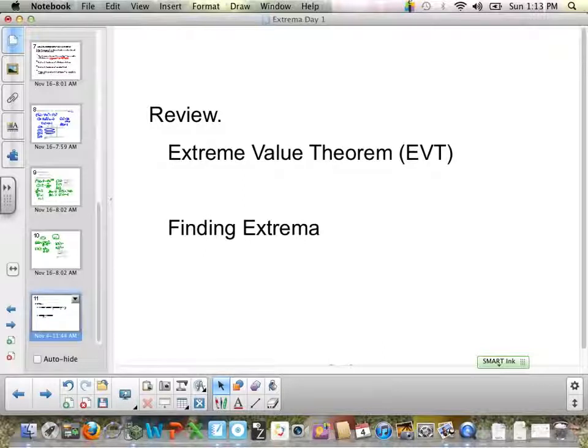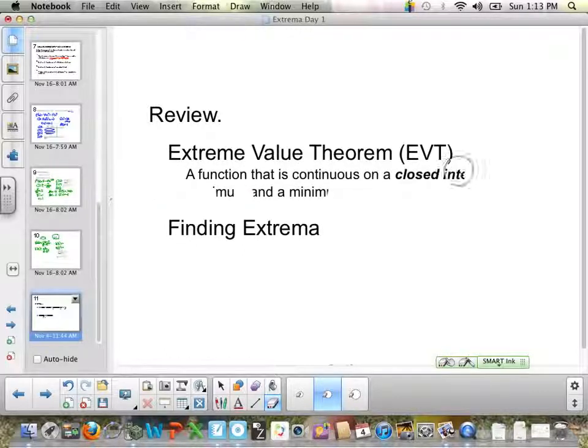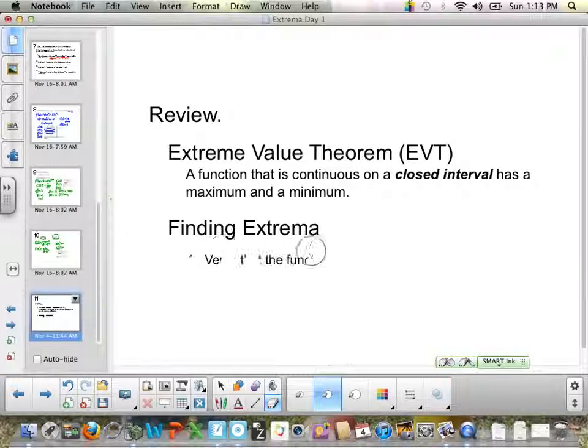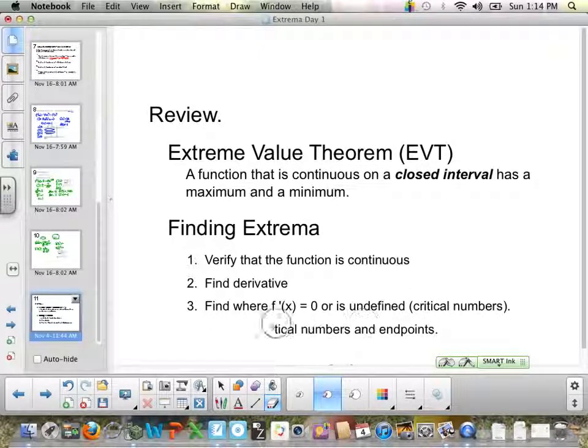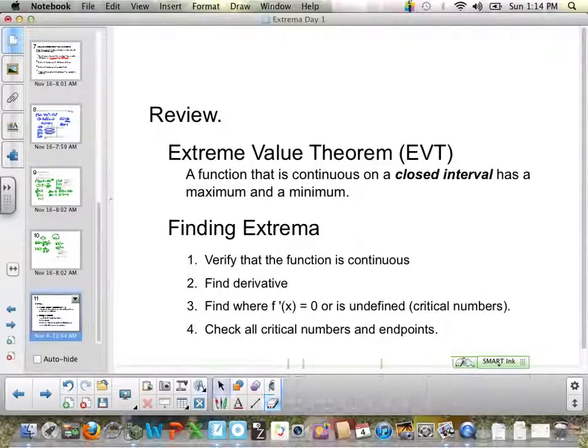So in conclusion, the extreme value theorem: a function that is continuous on a closed interval has a maximum and a minimum. To find those extrema, first off, you must verify the function is continuous so that the extreme value theorem applies. Then you're going to find your derivative. Find where your derivative is 0 or undefined, and those are called critical numbers. And then you're going to check your critical numbers and the endpoints. The highest is the maximum, and the lowest is the minimum.